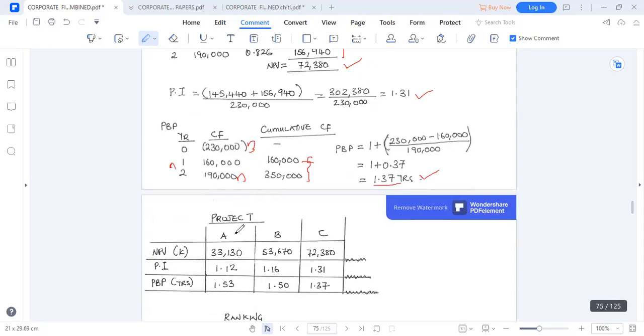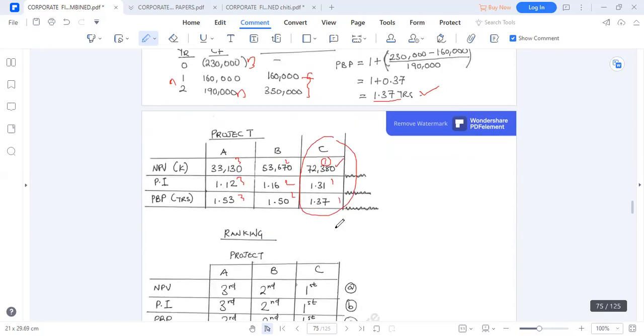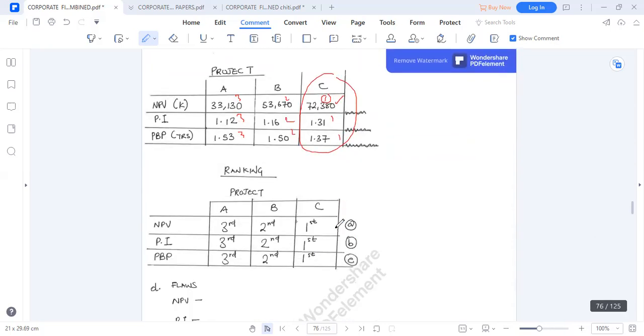So this one has actually the shortest payback period. So if we're going to analyze them here, NPV, C is the highest. Number 1, number 2, number 3. When you look at profitability index, this is number 1, number 2, number 3. Payback, we choose the minimum. This is number 1, number 2, number 3. So in all categories, C has been ranked best.